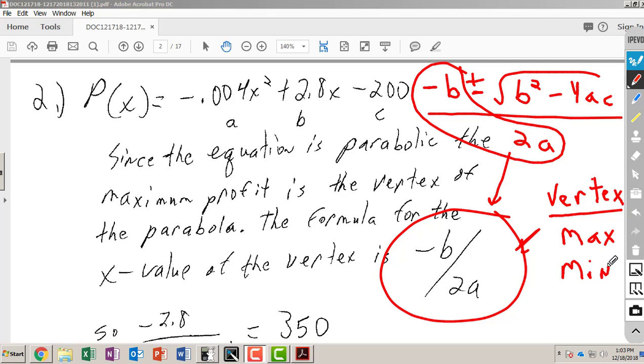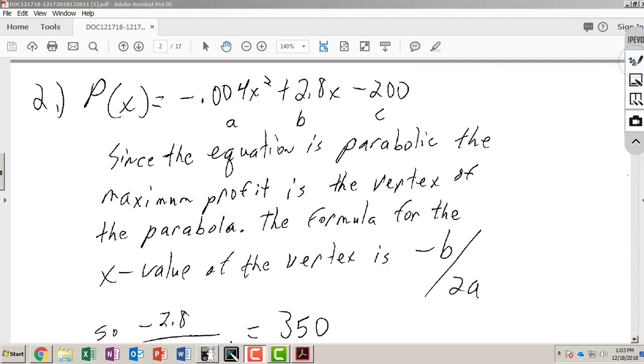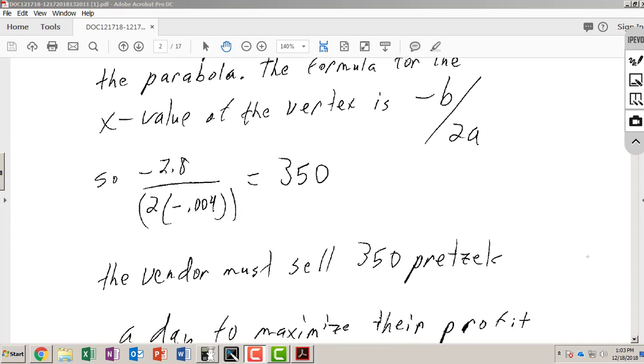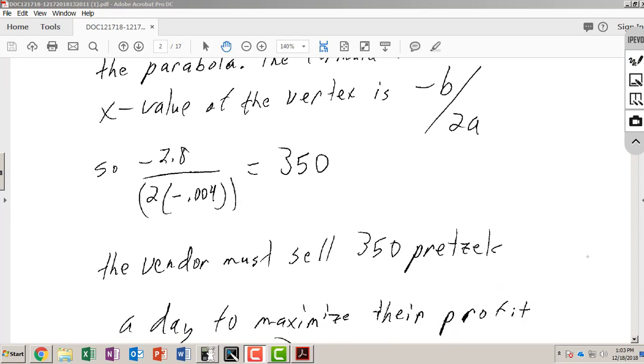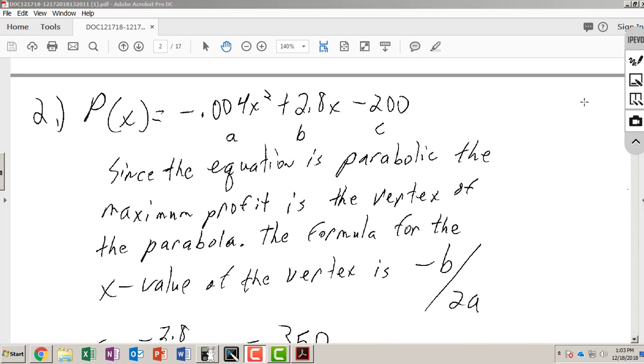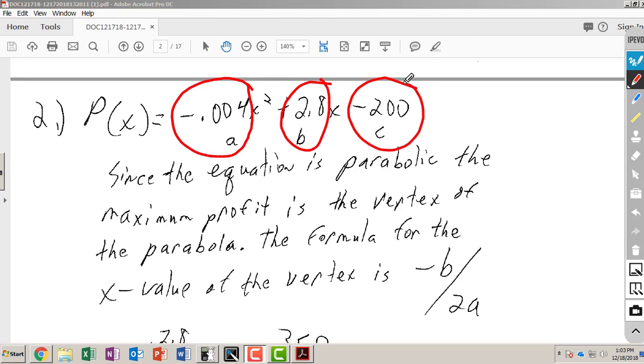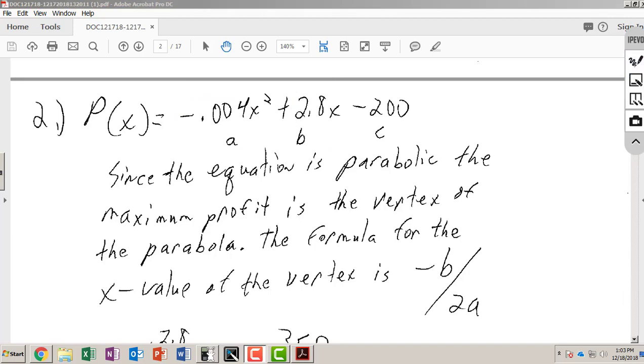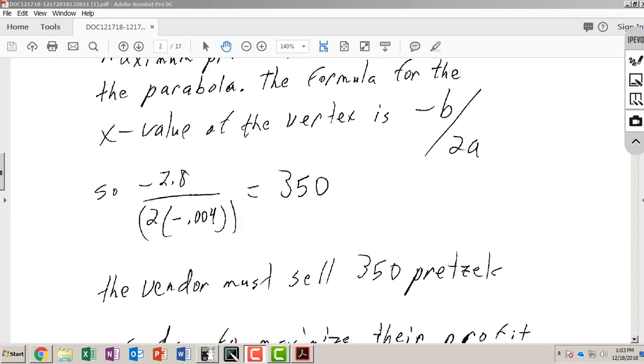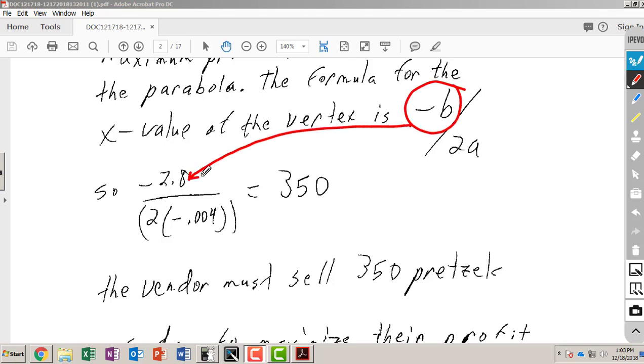If you can just remember that, all you have to do to solve this is take that formula, negative b over 2a, and remember that in your quadratic equation, the first number is your a, the second is your b, and the third is your c. Now it's just a matter of substitution. Here's my b value, negative 2.8, and my a value was negative 0.004.